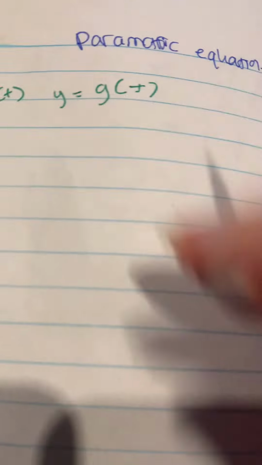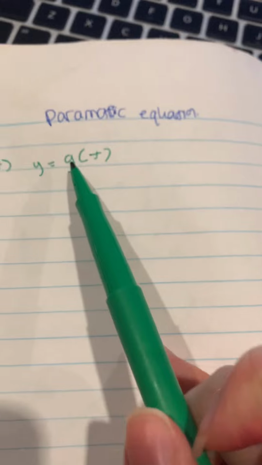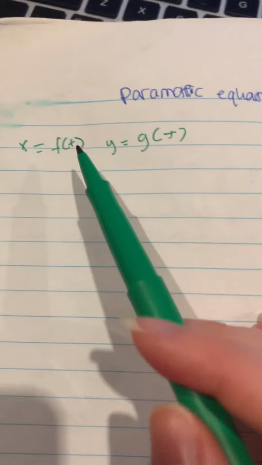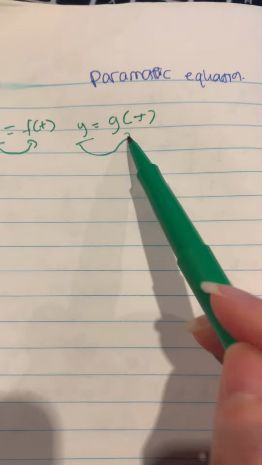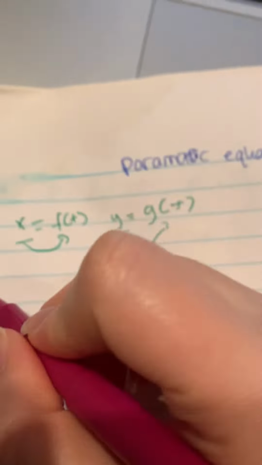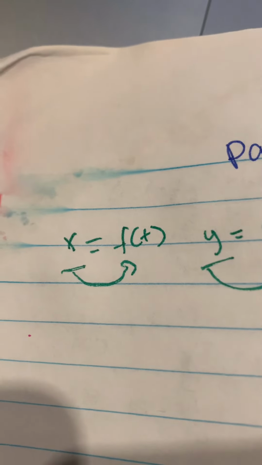So today we're on parametric equations. If we have x equal to f of t and y equal to g of t, then this is called a parametric equation, because t in this case is the parameter. In order to graph this, we find the value of x as a function of t and y as a function of t. Okay, so let's try to eliminate the parameter.